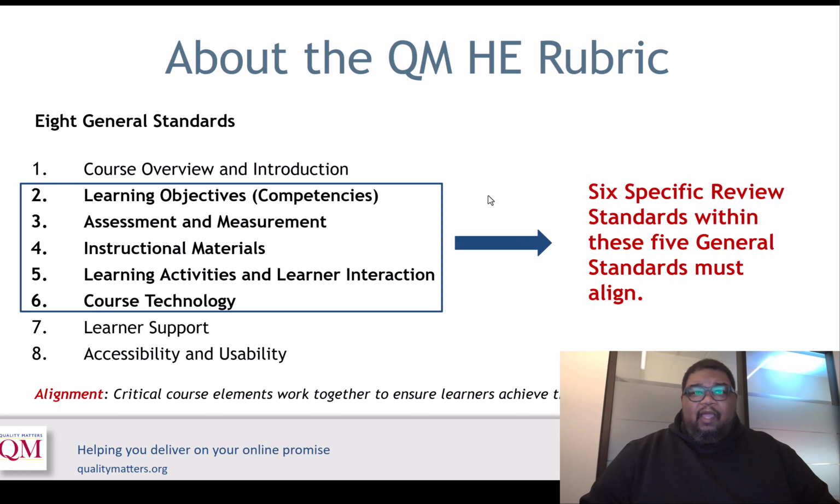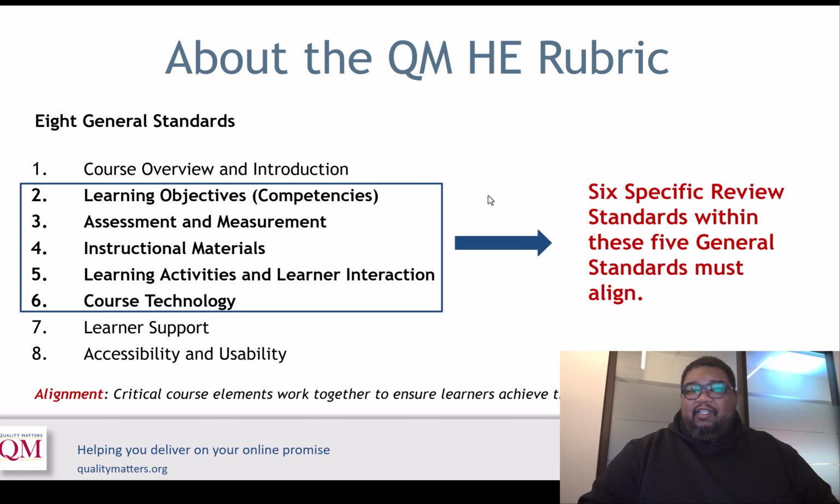So next, about the QM Higher Education rubric. First, there are 8 main sections of the rubric, 8 general standards, and they're all noted in blue. While we're about to get on this rubric, if you could take out your books and open up to 1.1, we'll start there, just so you can see the dynamic of how the rubric is laid out on these pages. So, back to this rubric: 8 main sections, 44 specific review standards, distributed over those 8 general categories.